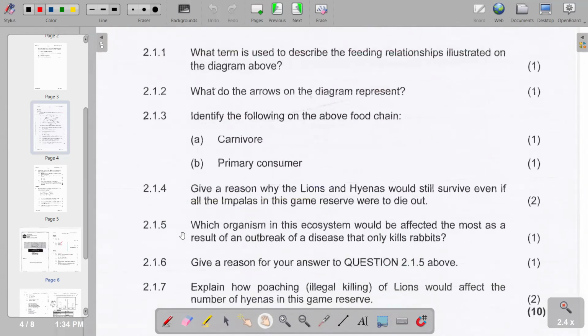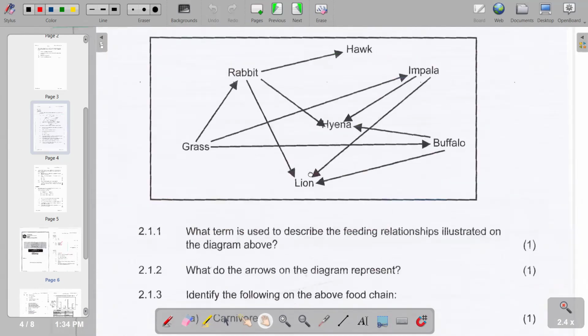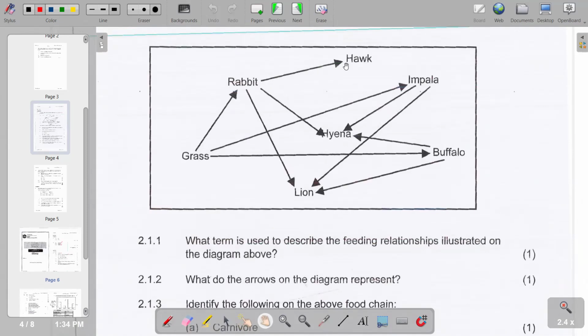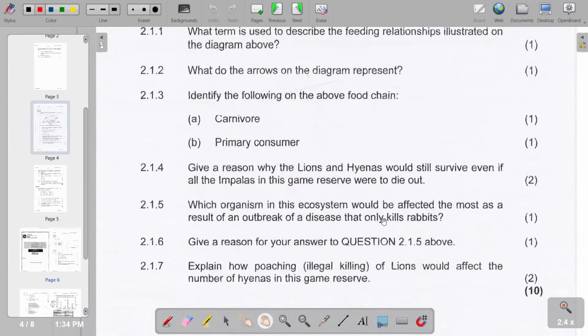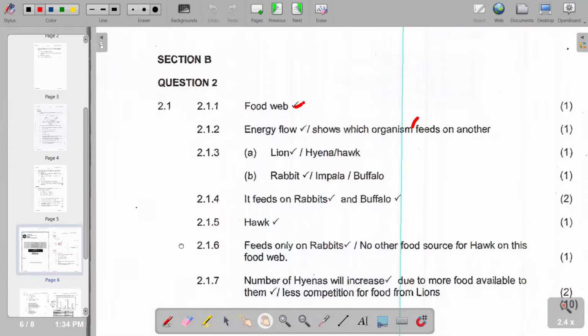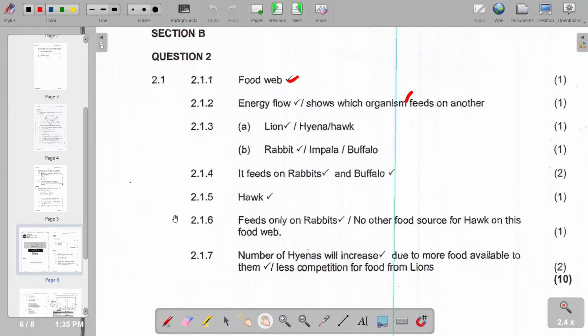Then, which organism in the ecosystem would be affected the most as a result of an outbreak of a disease that only kills rabbits? If the disease only kills rabbits, if you go back to our food web, it shows that the one that is going to be affected is the hawk. And we go to the next question. Give a reason for your answer to question 2.1.5. Because it feeds only on rabbits. The hawk feeds only on rabbits. So the response on 2.1.6 is that it feeds only on rabbits, or that there is no other food source for the hawk on this food web.